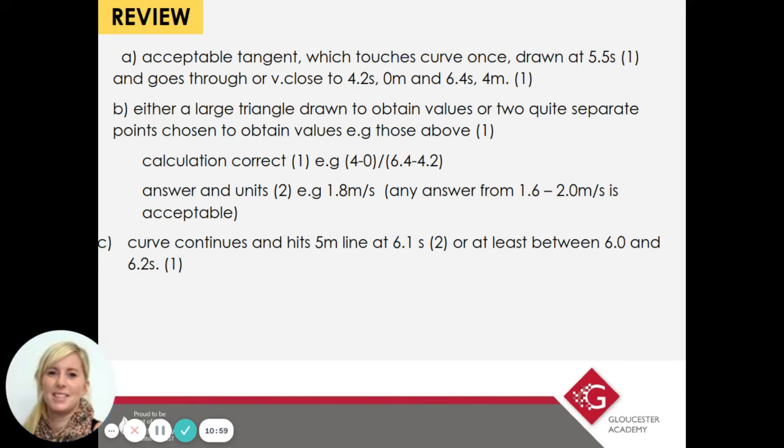Is your number between those numbers? You should get an answer of roughly 1.8 meters per second. But if you've got an answer that's anywhere between 1.6 and 2, then that would be acceptable.